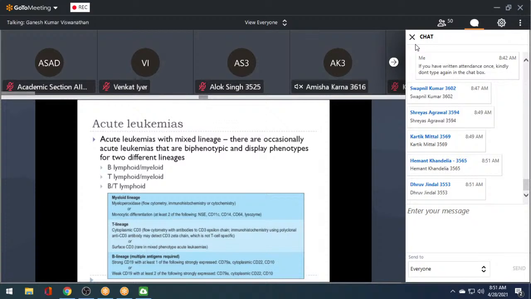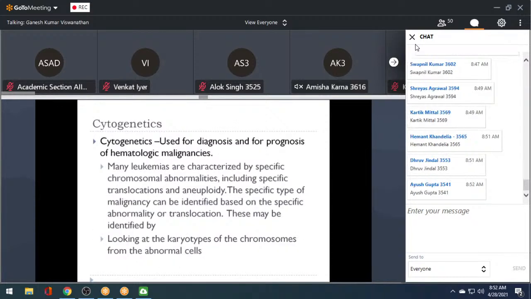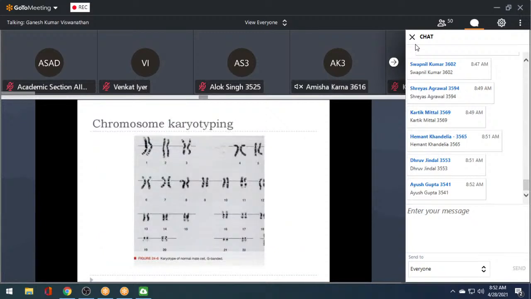There are some leukemias which are rare, which have a mixture of these markers. We call them mixed lineage leukemias. And another test we use is cytogenetics. So cytogenetics is basically looking at the chromosomes to see whether the chromosomes are increased or decreased in number, and whether they are structurally intact or there is abnormality in the structure of the chromosomes.